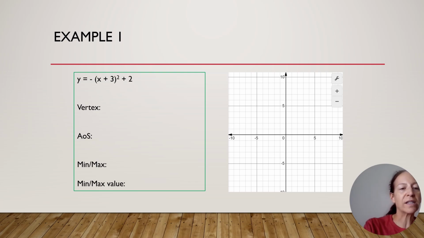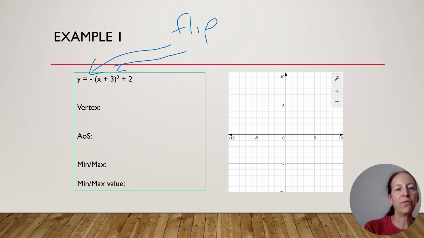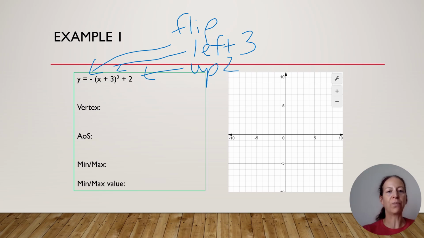To do this, I am going to note my transformations. This is a review from the last lesson. That negative is going to flip the parabola over. The plus 3 means that it is going to slide left 3, and the plus 2 means it is going to go up 2. That again is a review. On this graph over here to the right, I am going to do a quick sketch. So I am going to go left 1, 2, 3 and up 2.